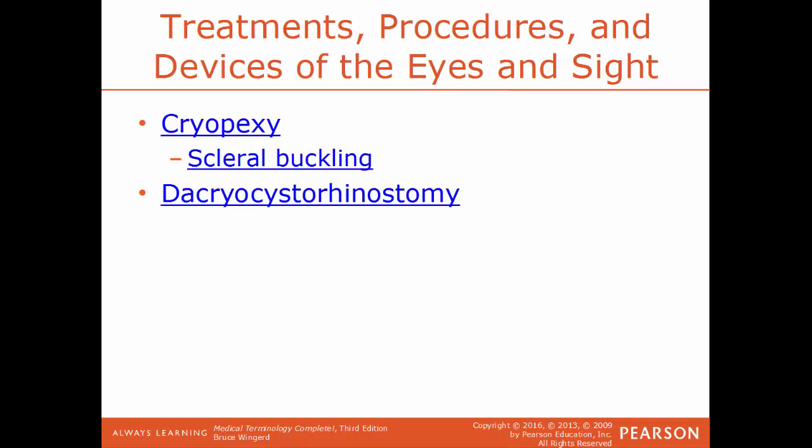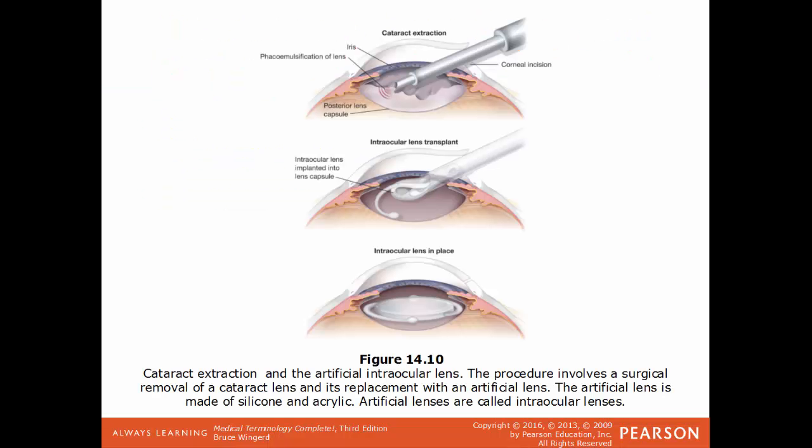So our next term, the cryocystorhinostomy. This is the creation of a new opening between the lacrimal sac and the nasal cavity, usually because there is a blockage somewhere within the lacrimal sac. In this image, we have an example of cataract extraction and then the implanting of the IOL. So you have the lens here, which is covered with a cataract, is taken out, and then the artificial lens, the intraocular lens, is put in its place.